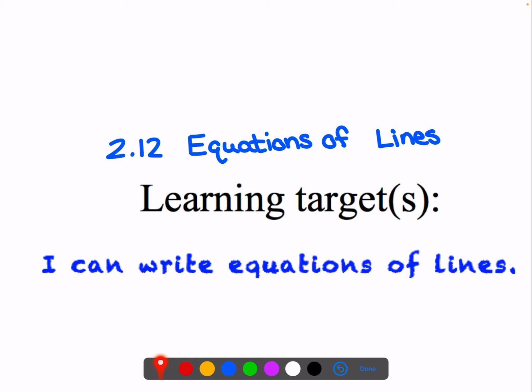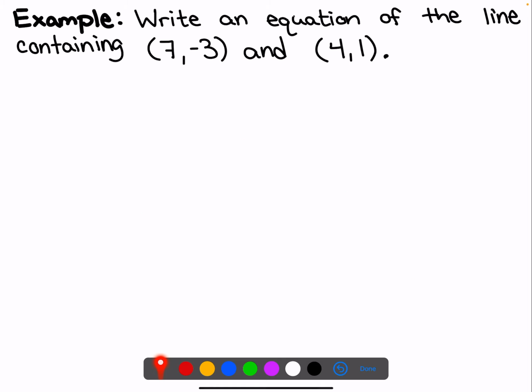So this should be a bit of review for you guys, especially from Algebra 1, but again, it's been a while since you guys have seen it, so let's go ahead and jump right in. The first example that we have is to write an equation of the line containing the points (7, -3) and (4, 1). So, to get started on this one, we're going to go ahead and put it into point-slope form.